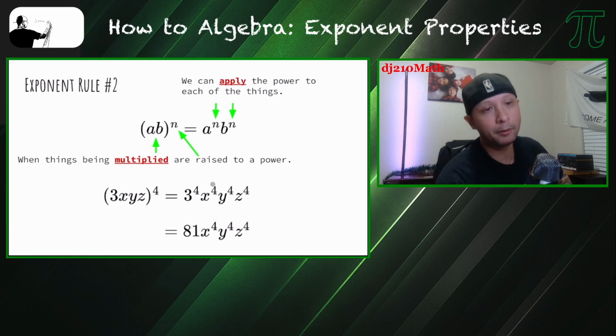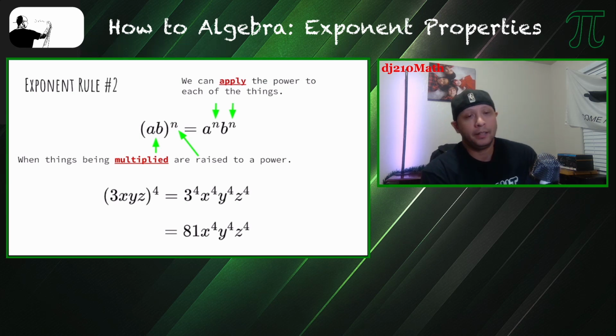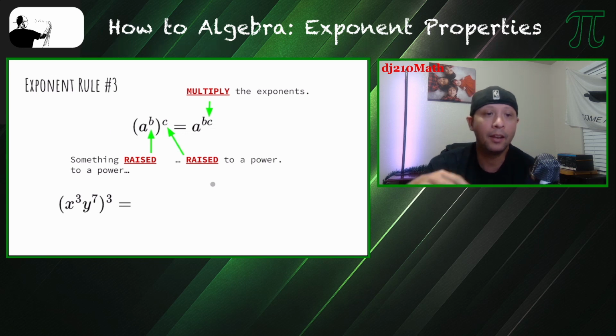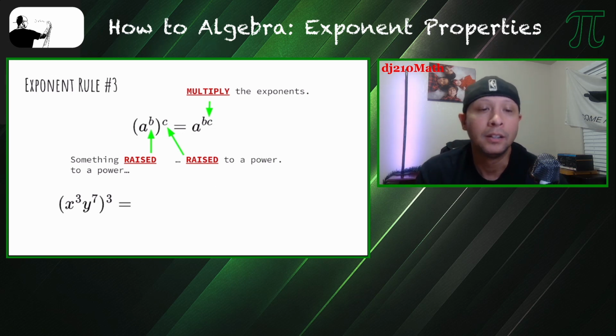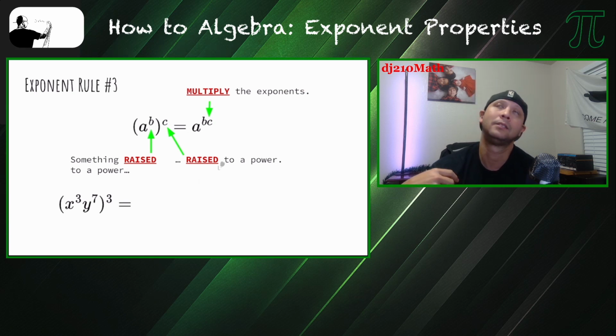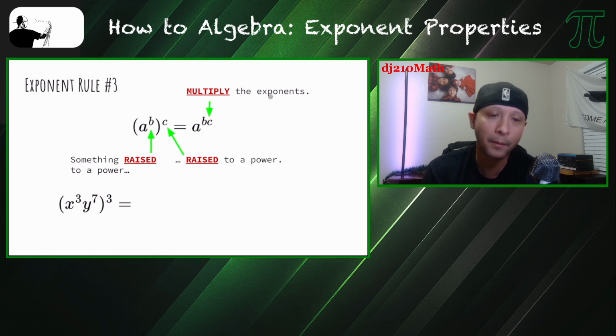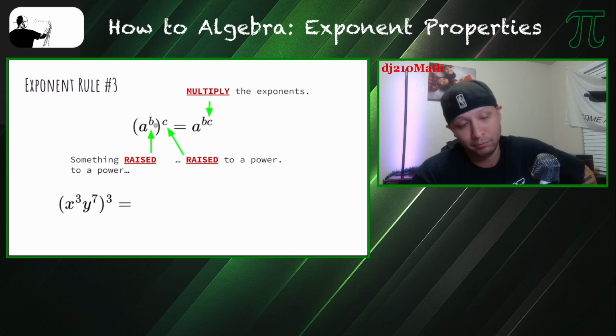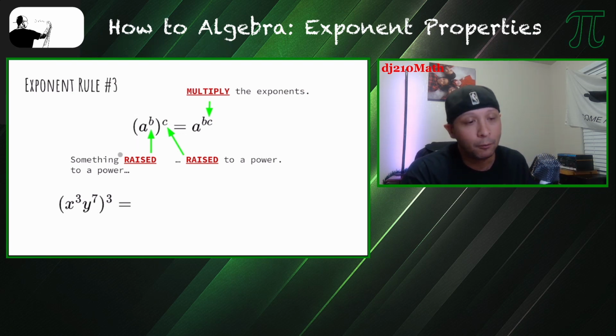All right. Exponent rule number 3. In this particular situation, we have a power raised to a power. So in this case, we basically multiply the exponents. When you have something raised to a power that is raised to a power, you multiply the exponents. So here in the example, we have x cubed times y to the 7th power, and all of this is being raised to the 3rd power.